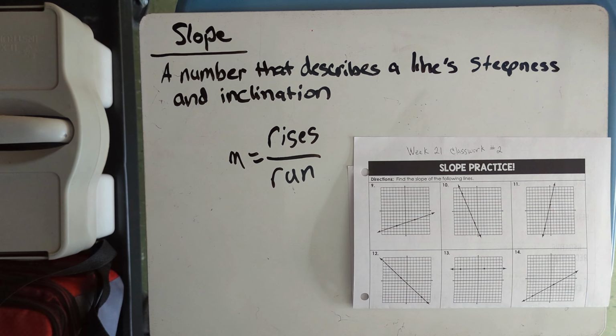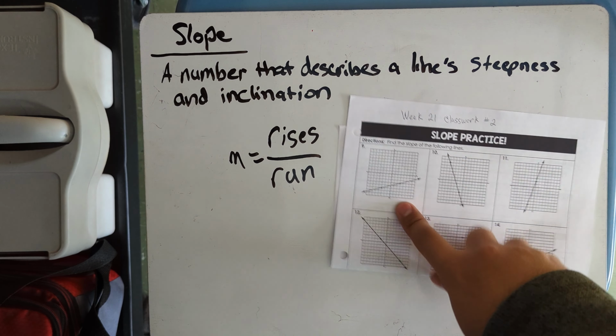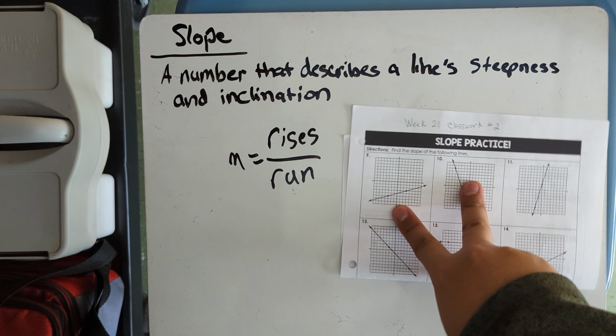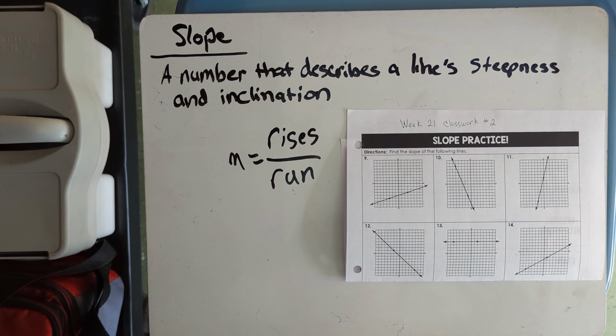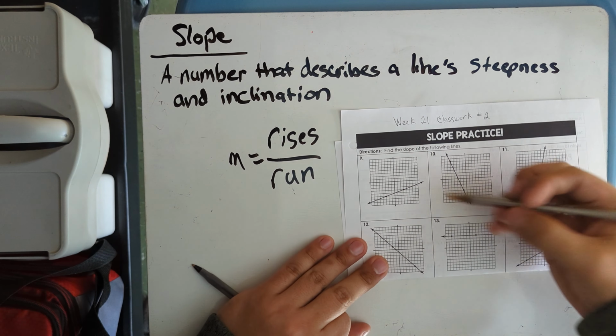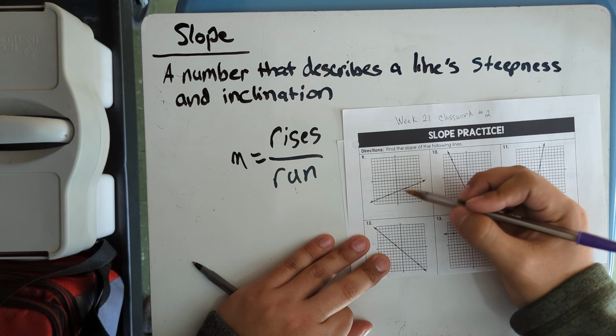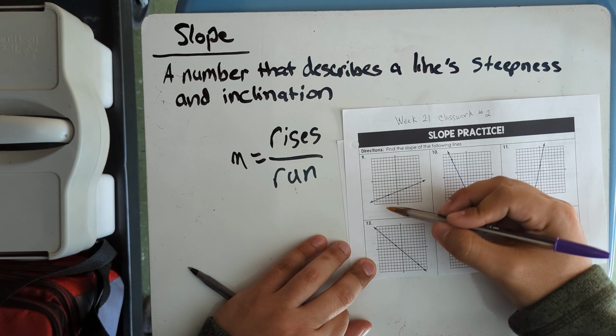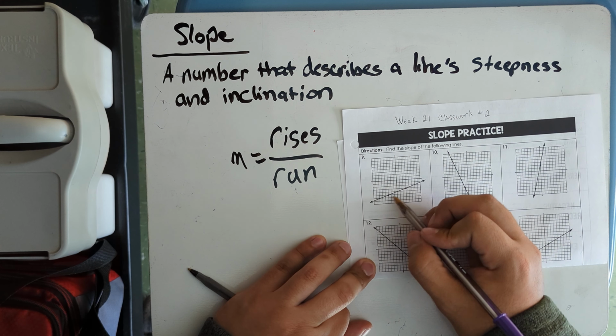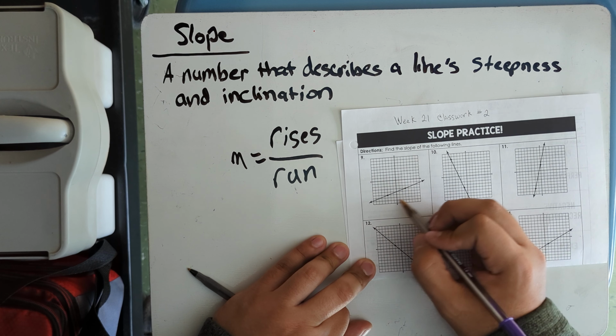So slope is a number that describes a line's steepness and its inclination. When we talk about steepness and inclination, we are talking about a line on a graph. So basically, we are talking about examples like these right here. A line's slope is a number that measures how much the line is going upward or downward, depending, like this one's going down, this one's going up, and how much of an incline it's doing it at.